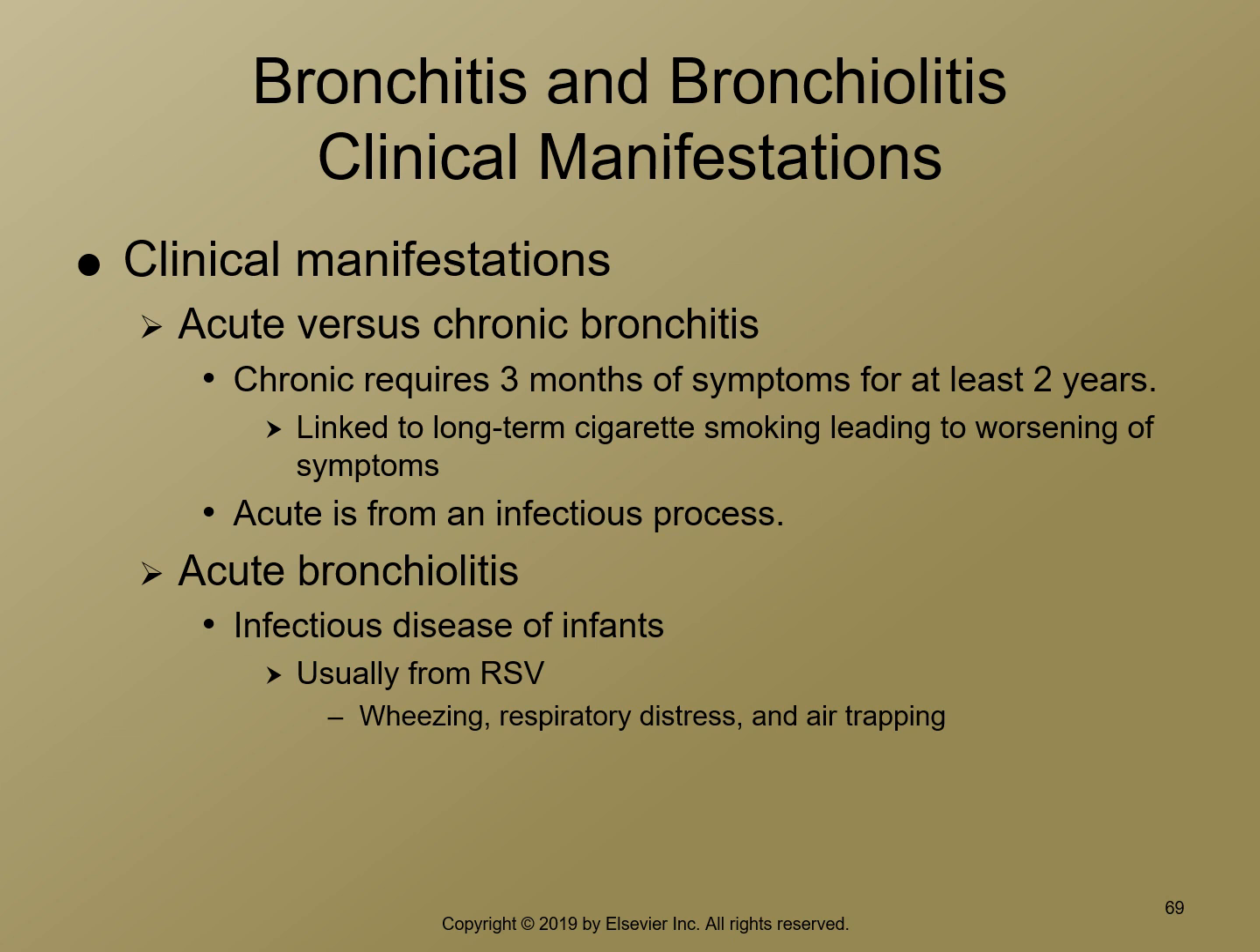Symptoms of acute bronchitis generally last an average of 7 to 10 days, but they can persist for several weeks, especially in immunosuppressed patients. It's important to note that chronic bronchitis can occur, and this is classified as a patient that has 3 months of symptoms for at least 2 years, usually linked to long-term cigarette smoking, whereas acute infection is from an infectious process. Acute bronchiolitis is the infectious process of infants, and again, this is usually a result of RSV infection, and symptoms include wheezing, respiratory distress, and air trapping.